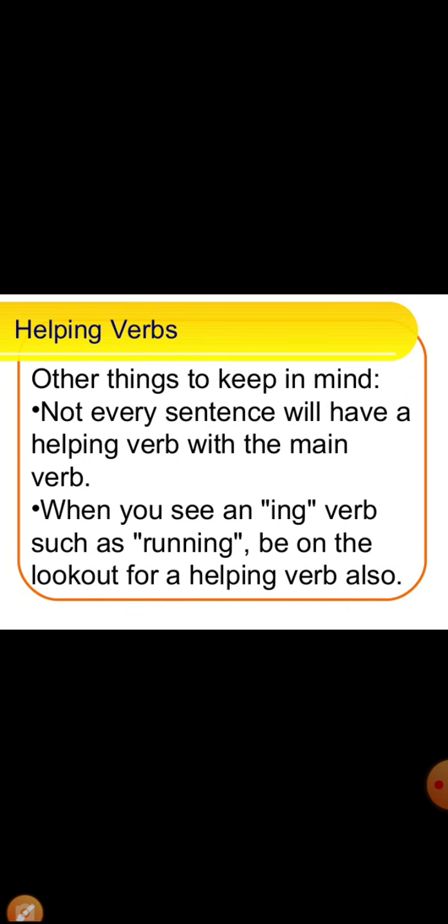Other things to keep in mind: not every sentence will have a helping verb with the main verb. It is not necessary that each sentence has a helping verb. You may notice when we discussed the past tense verbs, the action words are used in the form of wanted, played. In those sentences, a helping verb is not there. So this statement proves true that it is not necessary that every sentence has a helping verb.